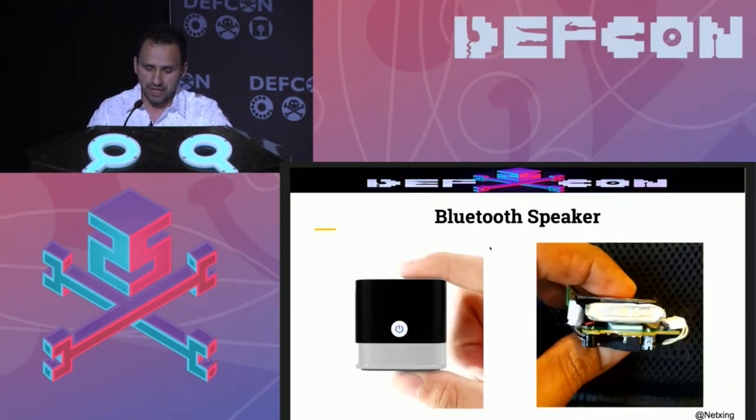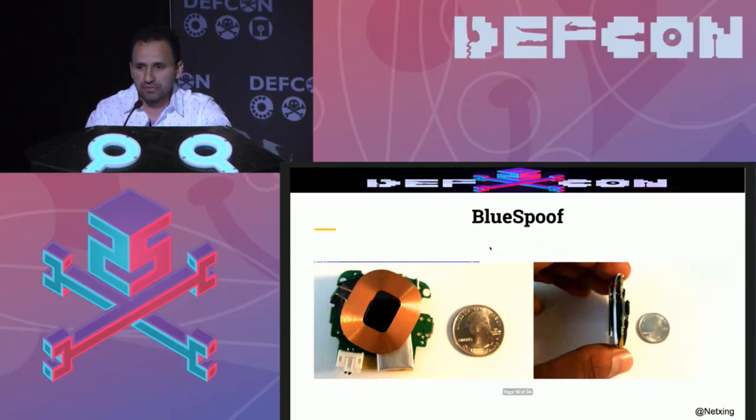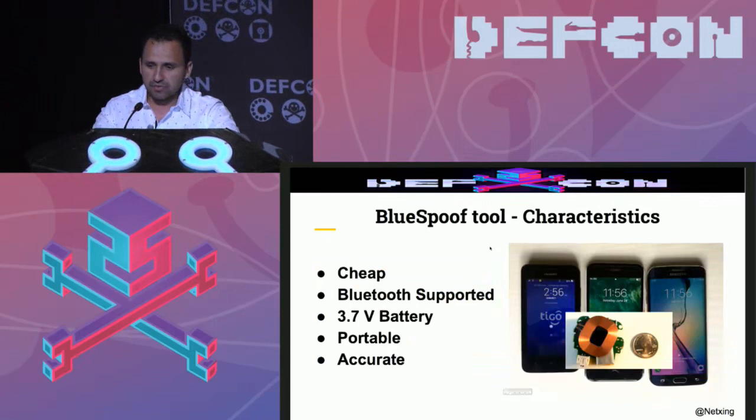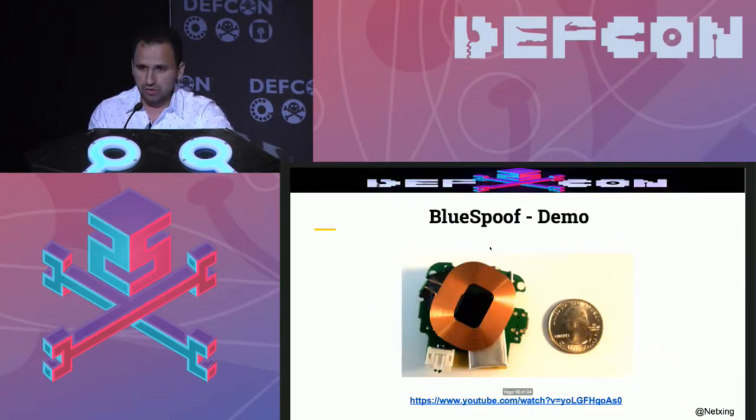So I designed a tool that I call BlueSpoof. BlueSpoof is a tool kind of similar to Samy Kamkar's MagSpoof, because that one implements an i1085 microchip and also a motor controller. This one implements a Bluetooth speaker board and uses audio files. And of course, a coil. Some of the characteristics of this tool are: cheap, Bluetooth support, 3-point volts variable, portable, and accurate. So what about the demo?